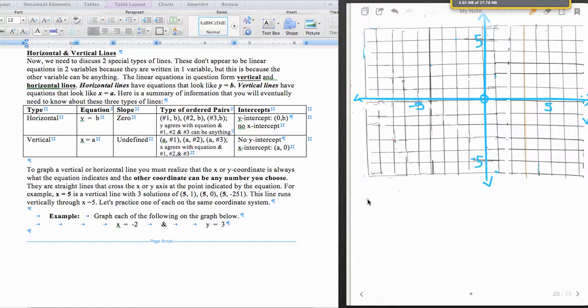a set of ordered pairs. We have x equals -2, and then y can be anything under the sun. So I'm going to say, okay, let's get our x-intercept out of the way. Let's let y equal 0.